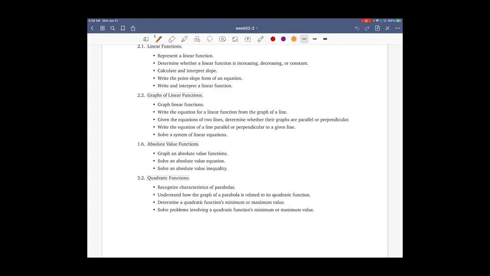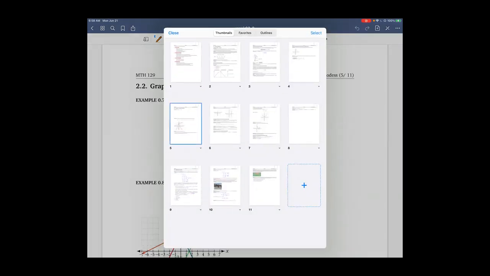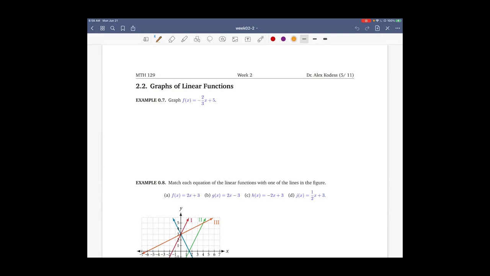Welcome to part 2 of week 2 of pre-calculus. We continue today our study of linear functions. We mainly will be looking at graphs of linear functions today. And the first example is simply graph the equation of a linear function. The equation is negative 2/3 x plus 5.